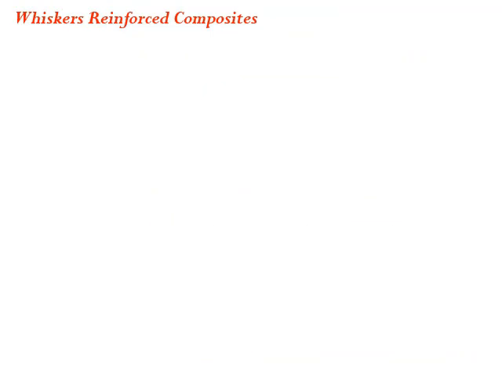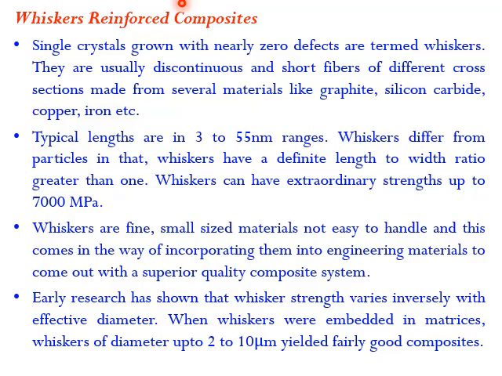So the next category is whisker reinforced composites. Okay, so where normally we go with a single crystal grown for a particular application. Okay, so these are nearly zero defect materials. Okay, so they are usually discontinuous and short fibers of different cross sections made from several materials like graphite, silicon carbide, copper, iron. So typically the lengths will be 3 to 55 nanometers in range.